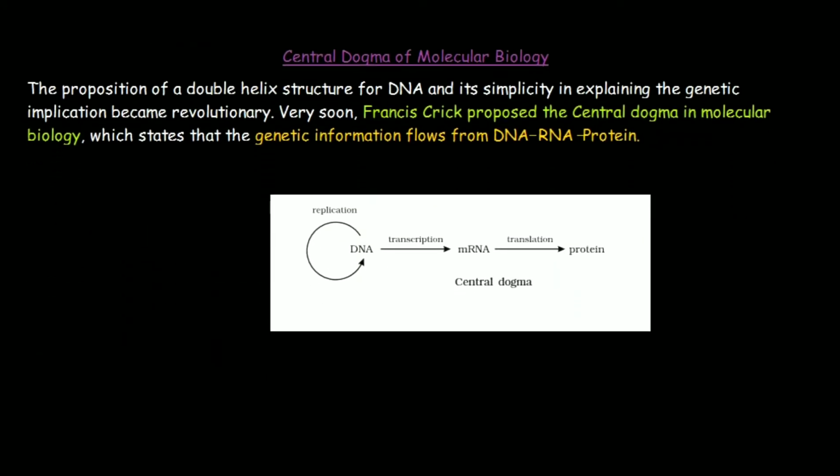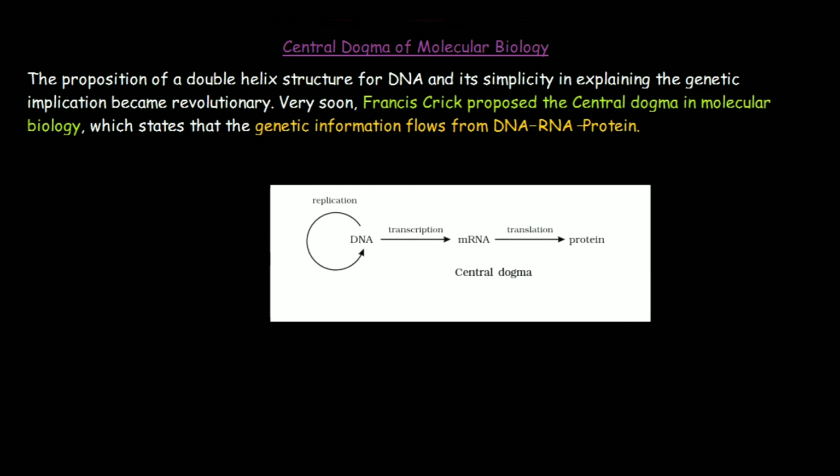Now coming to the central dogma of molecular biology. We know that the proposition of the double helix structure made the structure of DNA easy to understand, so it became extremely revolutionary. Soon after this proposition, Francis Crick proposed the central dogma in molecular biology. The central dogma states that the genetic information flows from DNA to RNA and then to protein. The genetic information flows from DNA to mRNA and then to protein.